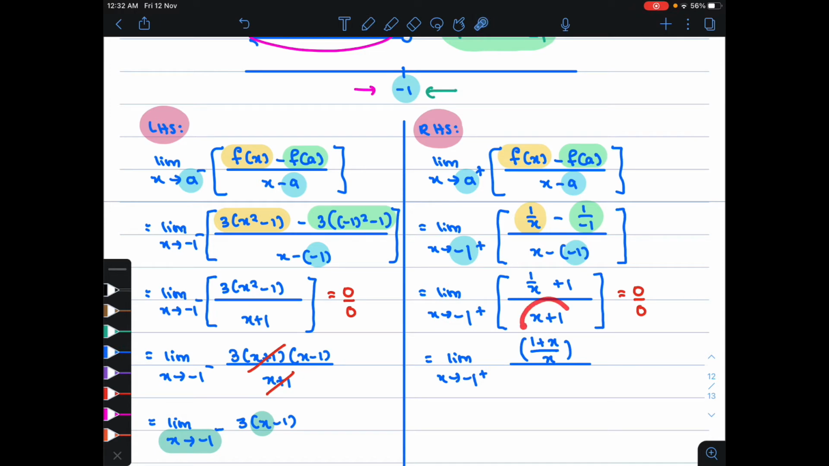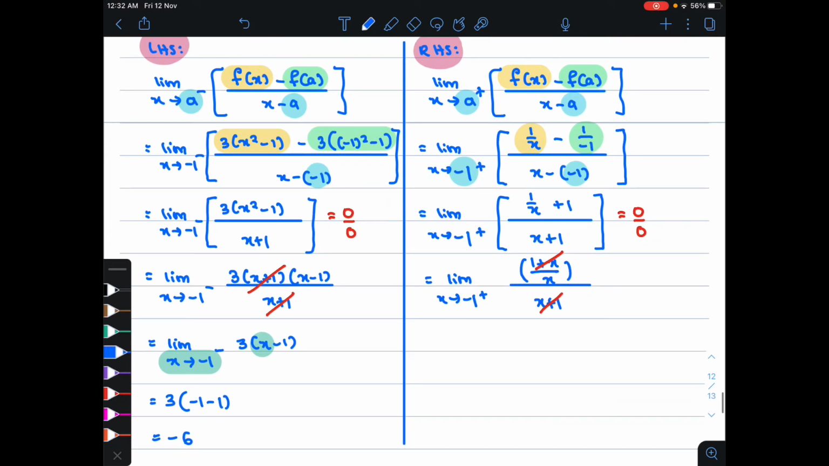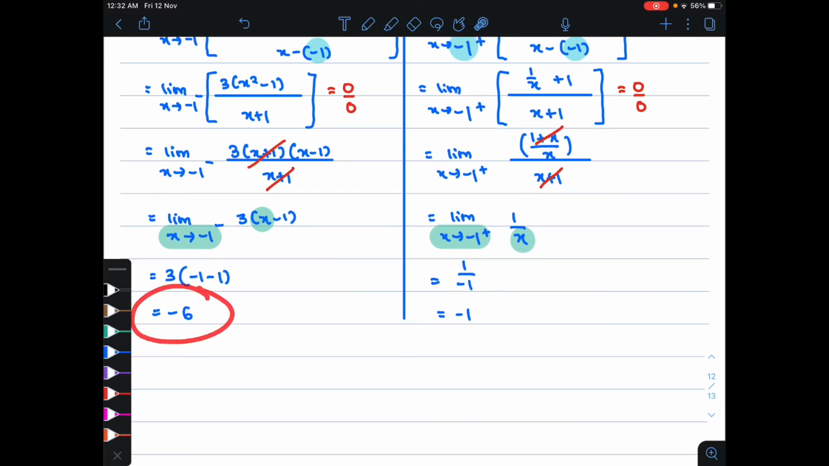But don't forget about your denominator. And hence, you can actually cancel out x plus 1. So this is actually just 1 over x. And hence, by substituting x equal to -1, you'll get 1 over -1, which is -1. And hence, you only need to compare the left-hand side and the right-hand side, which is not the same.